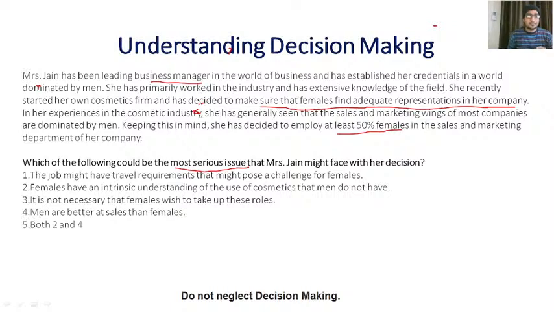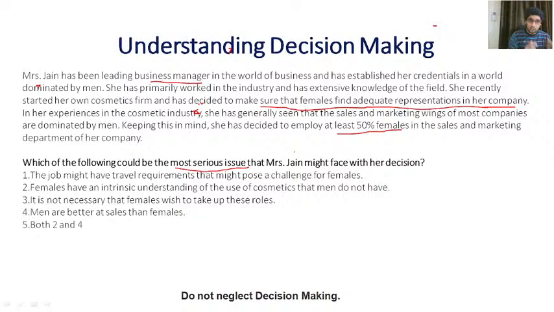ऑप्शन नंबर 1, the job might have travel requirements that might pose a challenge for the females. Okay, so first option कह रहा है कि यार because sales and marketing की जॉब है, सी मुझे वो निकालना है जो मिसेस जैन माइट फेस विद द डिसीजन, जो उसका डिसीजन है कि मैं ज्यादा फीमेल्स को एम्प्लॉय करूंगी, उसके लिए क्या थ्रेट हो सकता है. दैट इज द ऑप्शन दैट यू हैव टू चूज. ऑप्शन नंबर 1 इज ऑफ कोर्स दिस केसलेट इज स्लाइटली कंफ्यूजिंग. ओके, यहाँ पे ये थोड़ा सा कंट्रोवर्शियल सेट है, इसीलिए मैंने ये लिया है कि ऐसे सेट में हाउ डू वी थिंक.